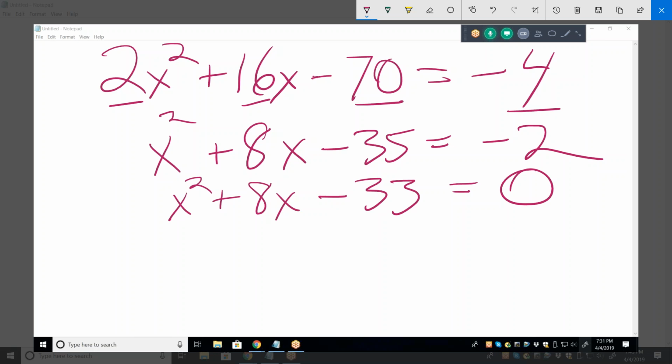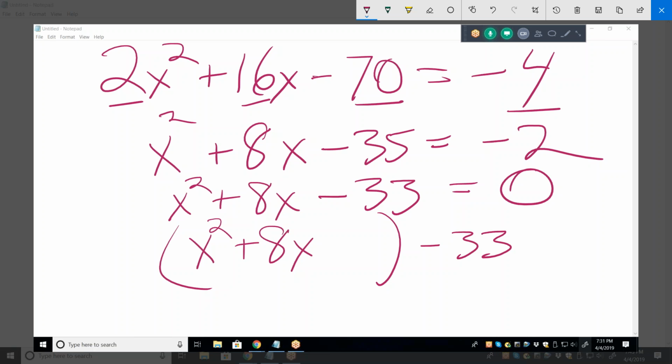Now, it turns out I can actually factor that. I'm looking for factors of 33 that subtract to 8. Well, that's 11 and 3. So I could solve it much easier than completing the square. But since the instructions say complete the square, I'm going to do this. Notice I did not change anything. All I did was rearrange it.